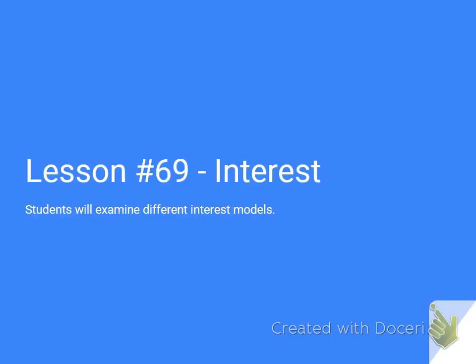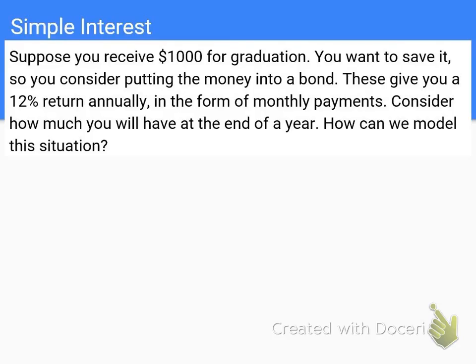Alright, this is lesson number 69. We're going to be talking about different types of interest and some ways that we can model different systems that involve interest. So, first thing we're going to start off with is an example about simple interest.